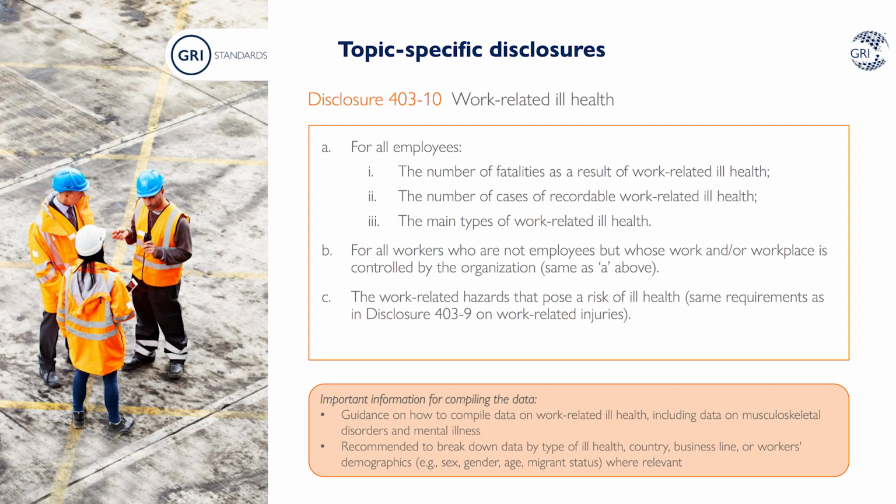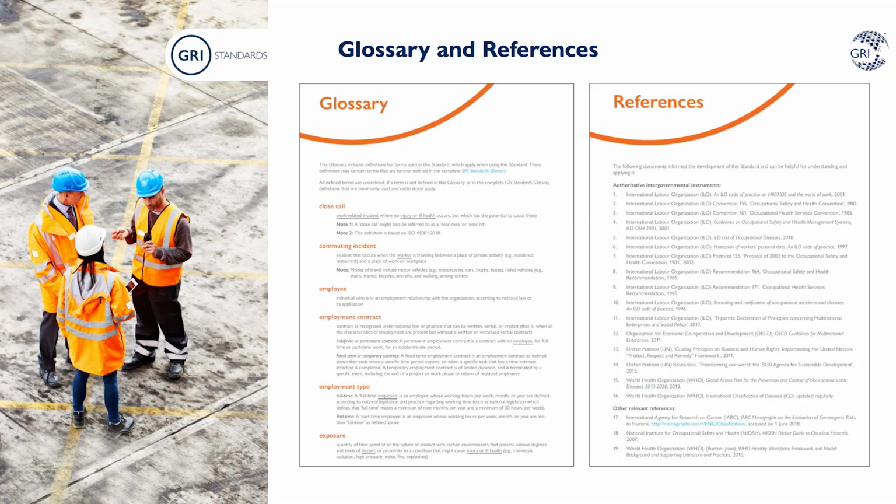The standard also includes important guidance supporting the compilation of data on work-related ill health. For example, there is guidance on reporting on musculoskeletal disorders and on mental illness. It also recommends that organizations break down data by type of ill health, country, business line, or workers' demographics where relevant. The last two sections of the standard are a glossary with definitions for key terms used and a list of references that may be helpful for understanding and applying the standard.